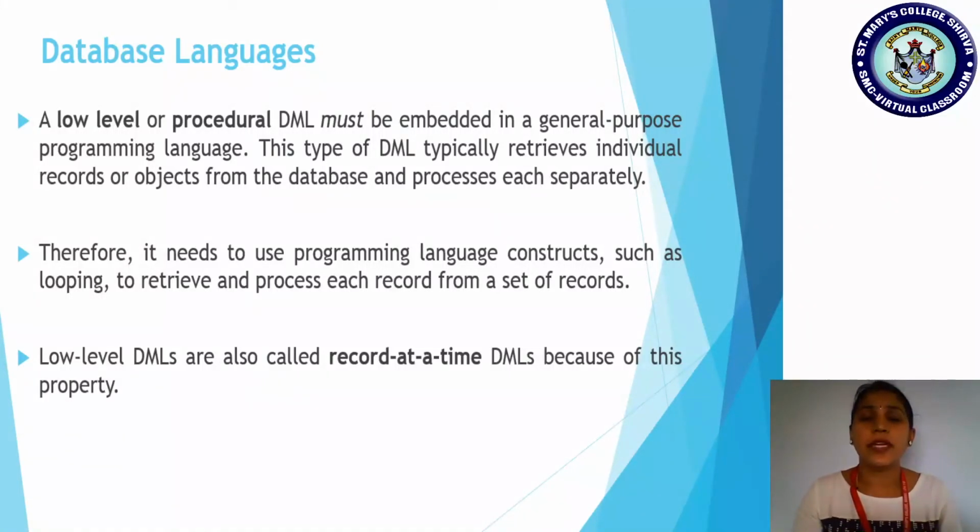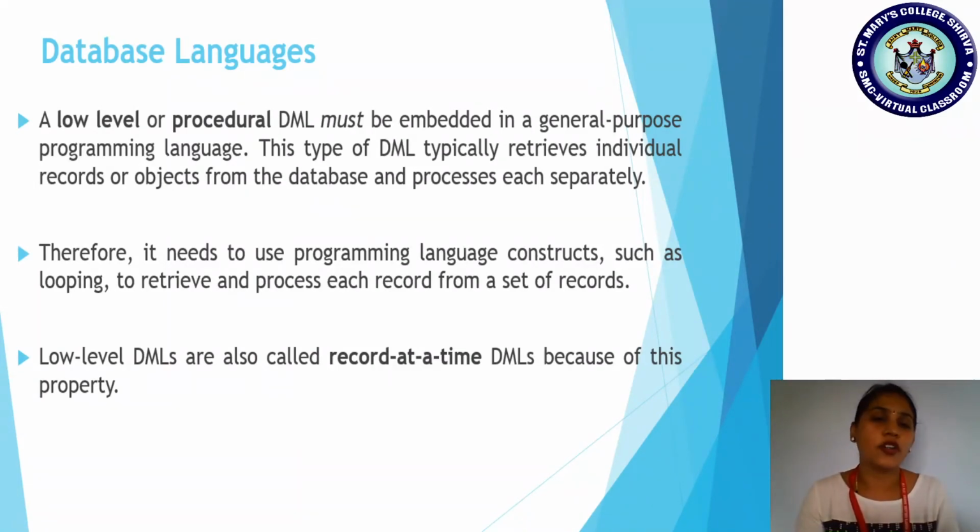This type of data manipulation language typically retrieves individual records or objects from the database and processes each separately. What they mean to say here is, when these language statements are embedded within other languages like PHP, C Sharp or JavaScript, the records are searched one by one individually in order to process the information at the database level. Therefore it needs to use programming language constructs such as looping to retrieve and process each record from a set of records.